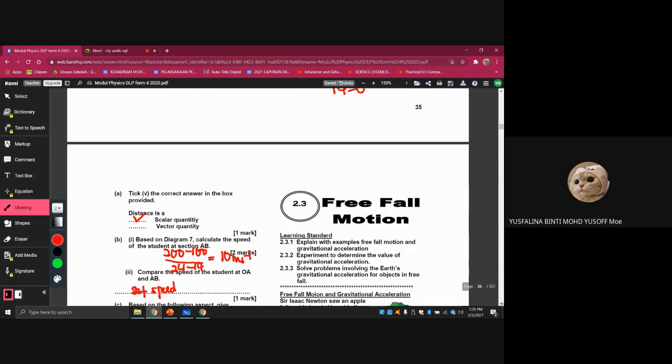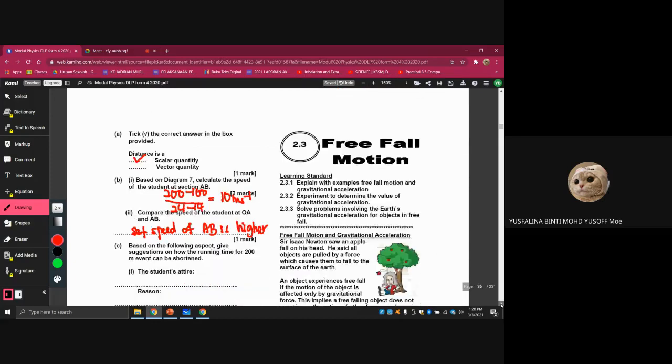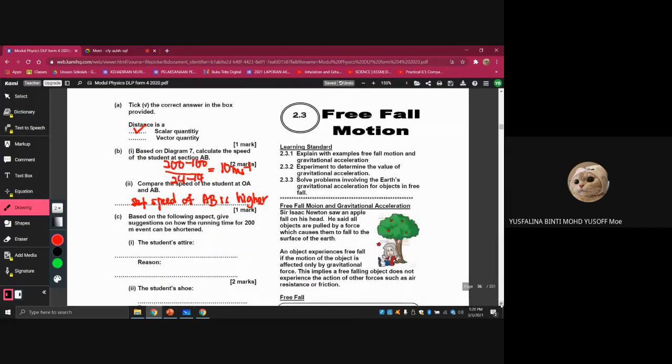Speed of AB is higher. For the comparison question, you have to put it like this: speed of AB is higher. Don't put higher only. Put in the full sentence like this: speed of AB is higher. Don't put just AB is higher. You have to put the physical quantity that is being compared. So this one is speed. So speed of AB is higher.